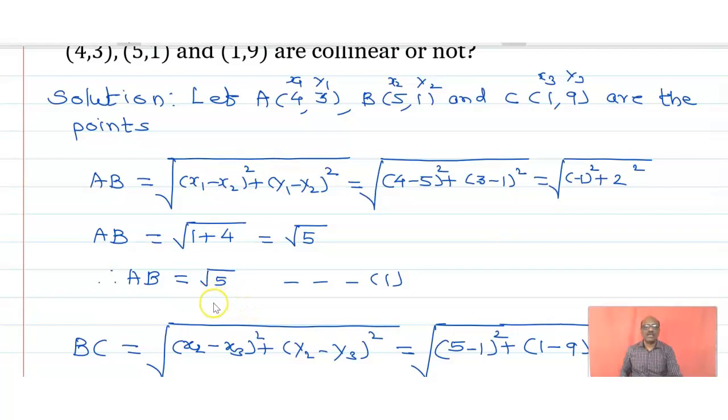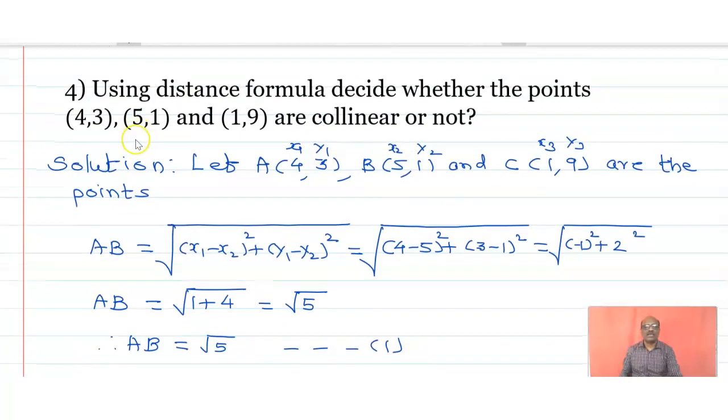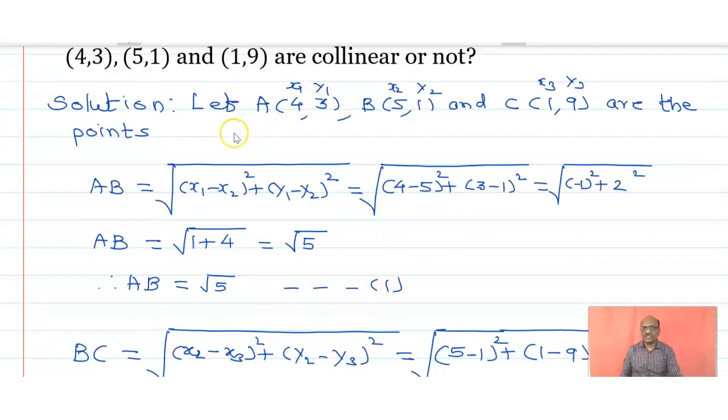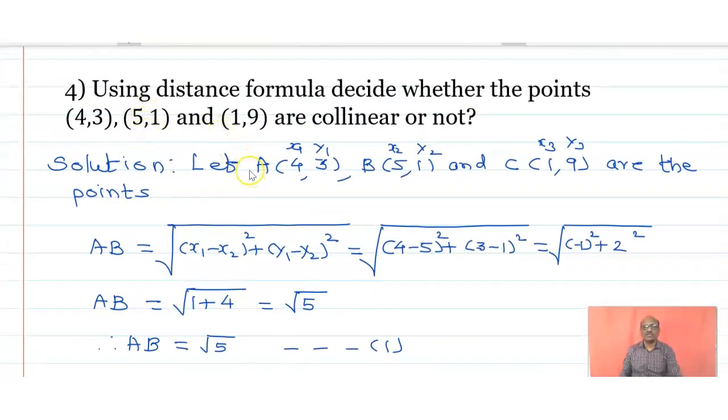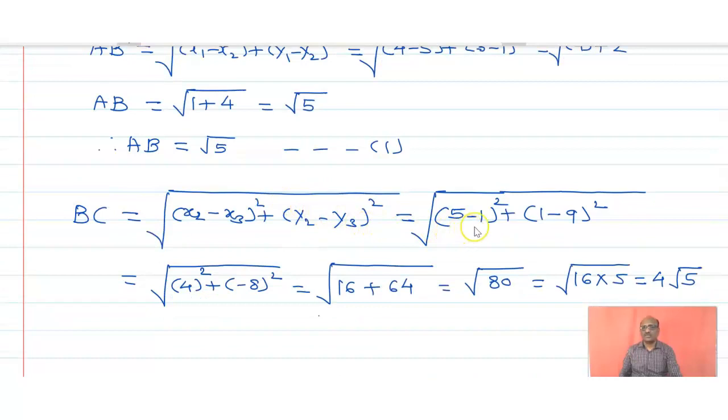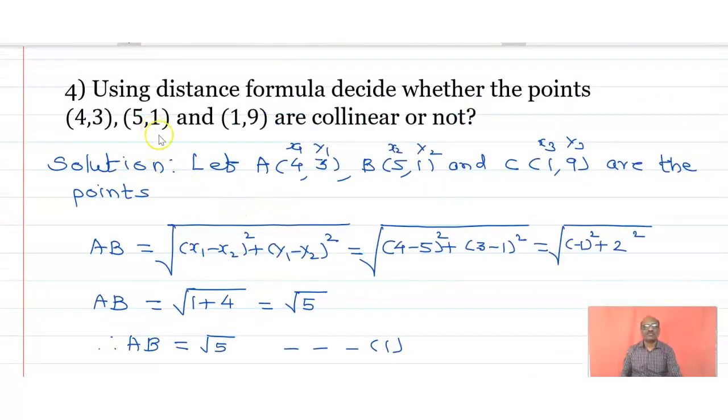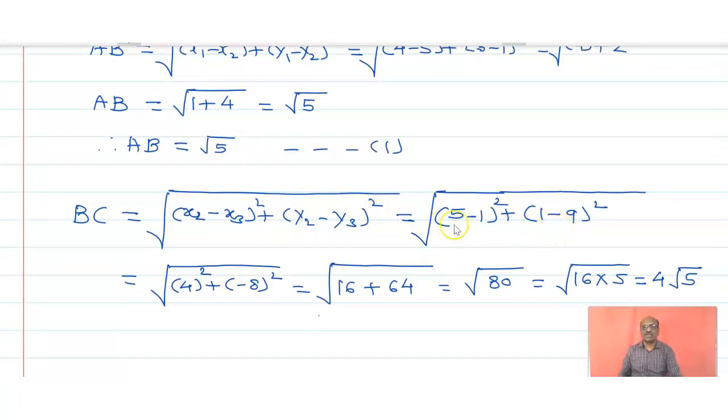Here again, x2 minus x3 means 5 minus 1, (5 minus 1) whole square. Next is 1 minus 9. 5 minus 1 is 4 square. 1 minus 9 is minus 8. 4 square is 16, 64 and 16 is 80, root of 80. And now here 16 into 5, and then you will get 4 root of 5.